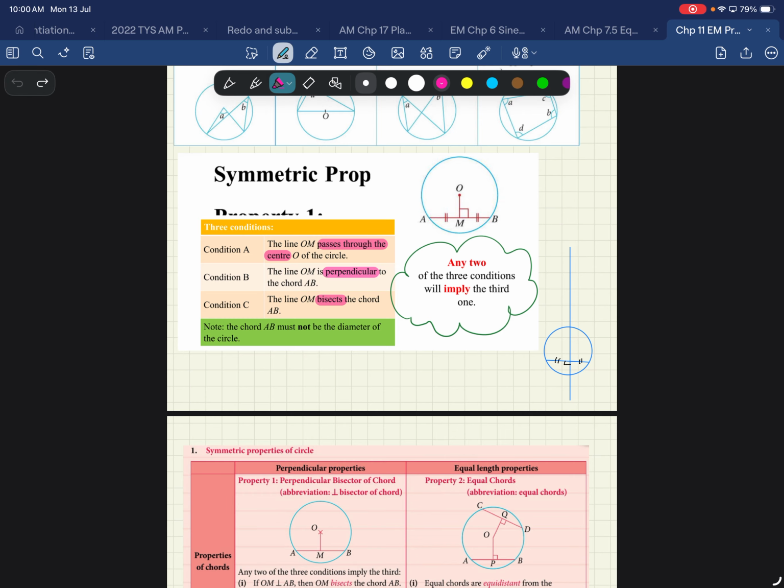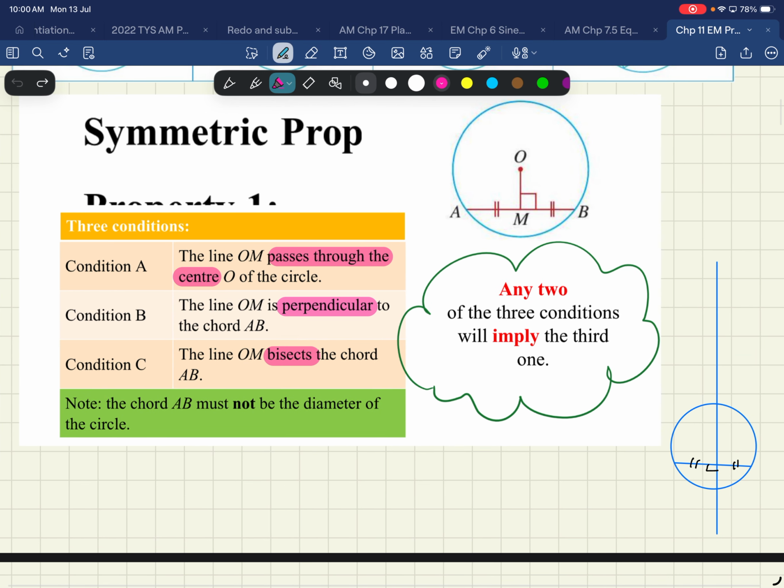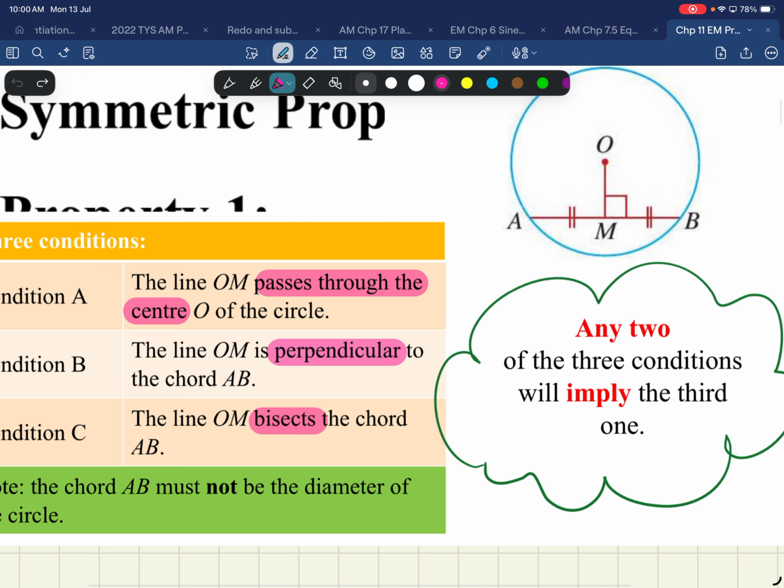So is OAB an isosceles triangle? Yes, it is, but that's not the point of discussion. We are not interested in that. So what is interesting about this property is this. Once two out of the three things are confirmed, the third is implied and assumed to be correct also.